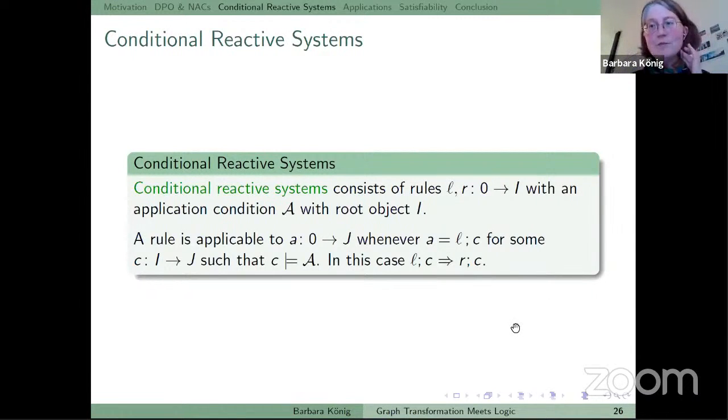Okay, then what I haven't really said is what a reactive system enriched with conditions is. Again, as before, we have rules.